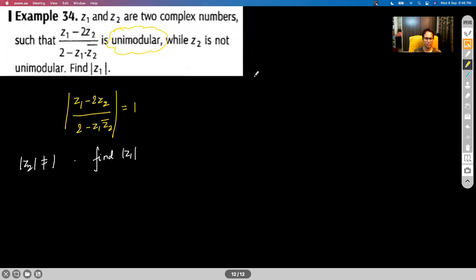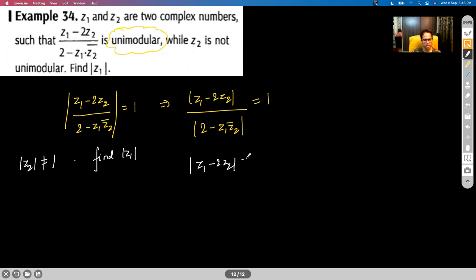Okay, let me also help you out with this. See, this is as good as saying modulus of Z1 minus 2 Z2 divided by modulus of 2 minus Z1 Z2 conjugate is equal to 1. That means modulus Z1 minus 2 Z2 is equal to modulus of 2 minus Z1 Z2 conjugate. Okay, now what do I do with this? I mean, this is just a dead end, right? So what I'm going to do is I'm going to now square both the sides.